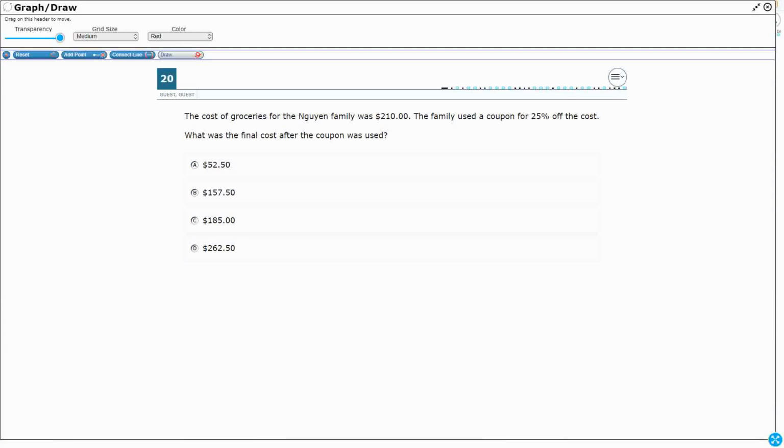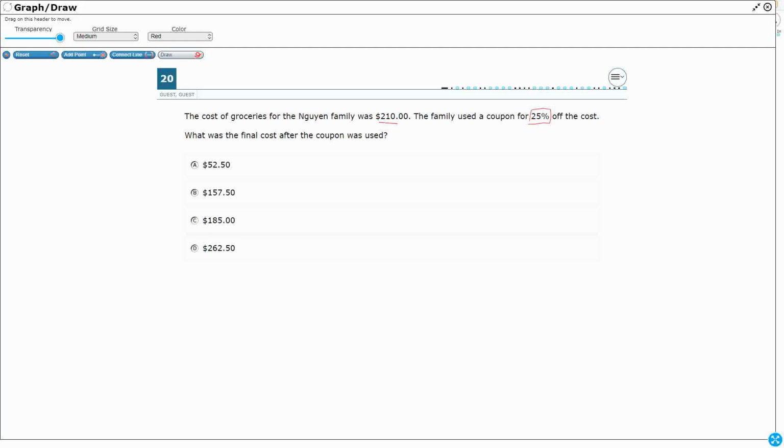All right, so we have the cost of groceries for the Wynn family, $210. They used a coupon for 25% off. That's pretty good. What is the final cost after the coupon is used? All right, so we have a few different options of solving this problem. It just depends on which way you want to look at it.